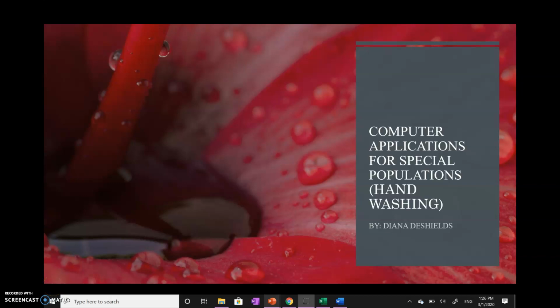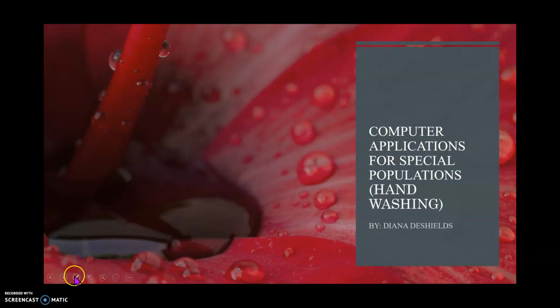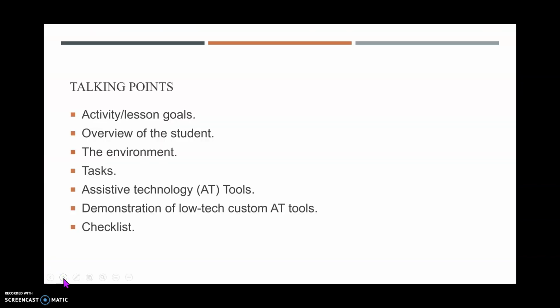Today I will be presenting on computer applications for special populations regarding hand washing by Diana DeShields. The talking points will entail activity and lesson goals, overview of the student, the environment, tasks, assistive technology tools, demonstration of low-tech custom assistive technology tools, and a checklist.